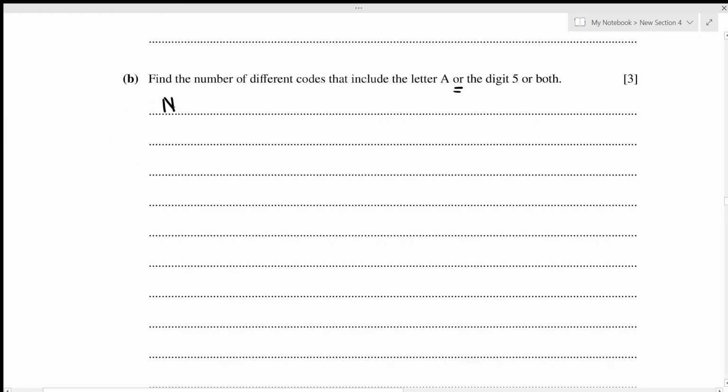So that's going to be number of codes excluding letter A and the digit 5. Alright, so we need to choose 2 letters from the total of B, C, D, and E. So that's just 4 because we're excluding A. So we're choosing 2 letters from the total of 4 letters, which is just going to be 4P2. We're using permutation because we're considering the positions or the specific arrangements of these letters.